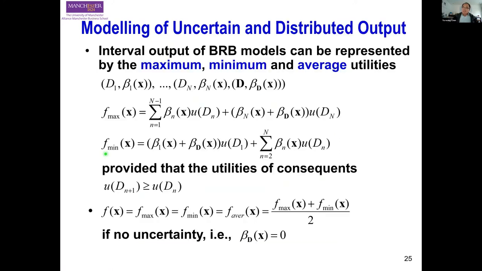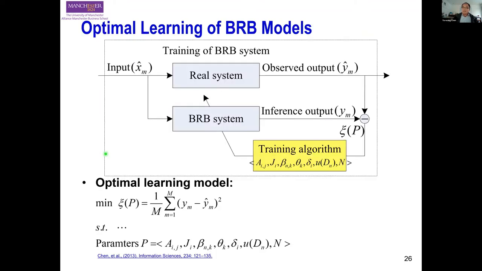As the output is represented by the distribution, we can easily capture uncertain outputs in decision analysis, something like the minimum, maximum, or average utilities in decision analysis. We can further use data to train the models. The initial belief rules can be constructed using expert knowledge or historical data. We can further use the data to train the parameters in order to make the model more accurate.